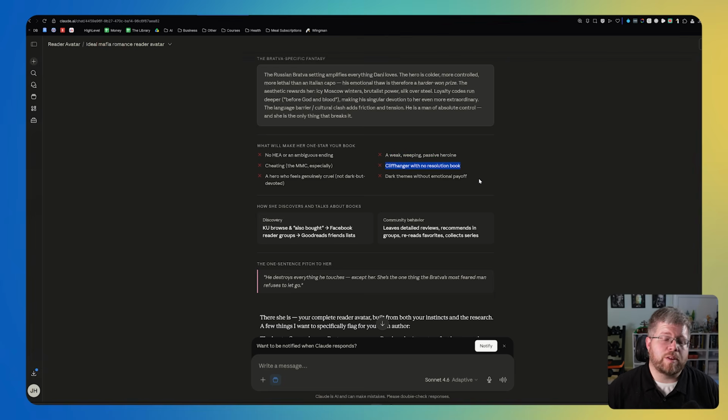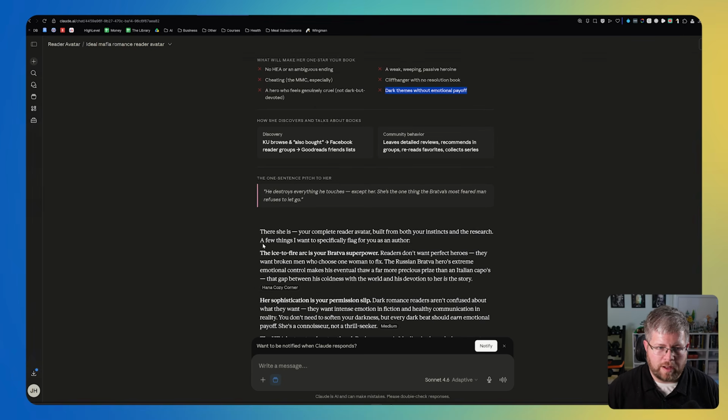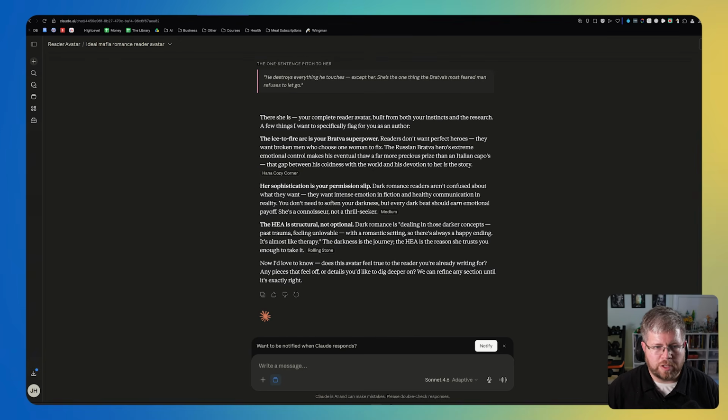In my research lately, I see a lot of romance books actually put in the book description, saying this book has no cliffhanger. So I guess romance writers really don't want cliffhangers. And then dark themes without emotional payoff. All right. How she discovers and talks about the books. The one-sentence pitch to her: he destroys everything he touches except her. She's the one thing the Bratva's most feared man refuses to let go. Sounds like a good pitch to me.